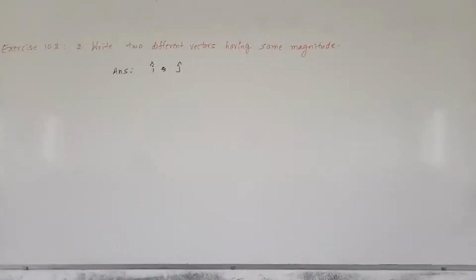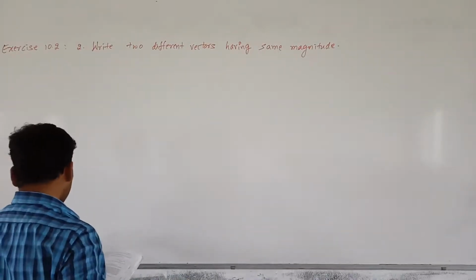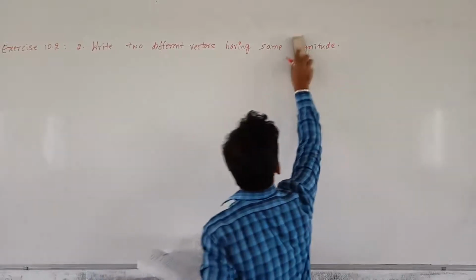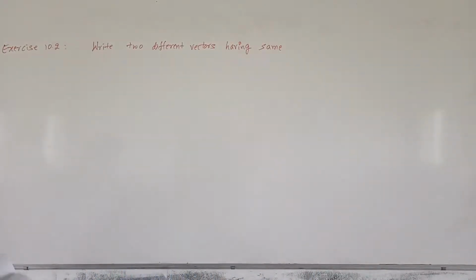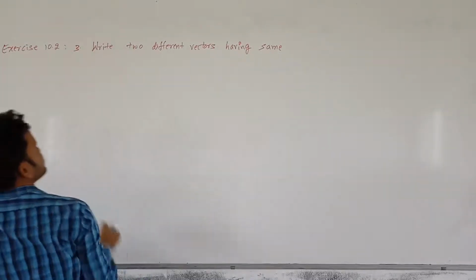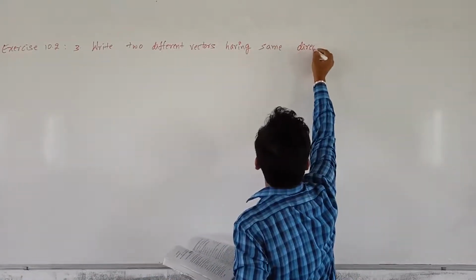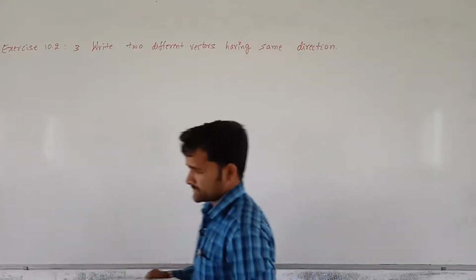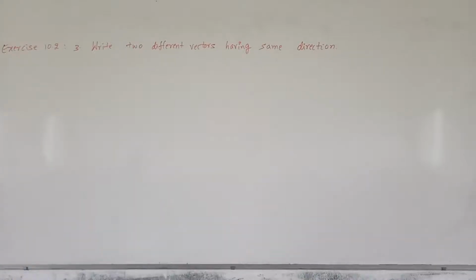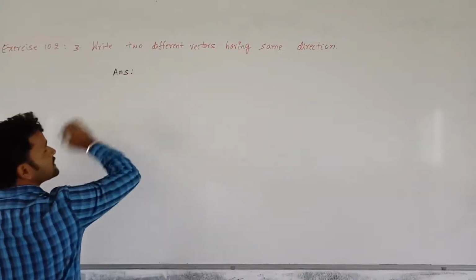Now, going to the third question. Write two different vectors having the same direction. Direction should be the same, but they have to be different vectors. Like that I have to write two vectors. See, I will write the answer very easily.